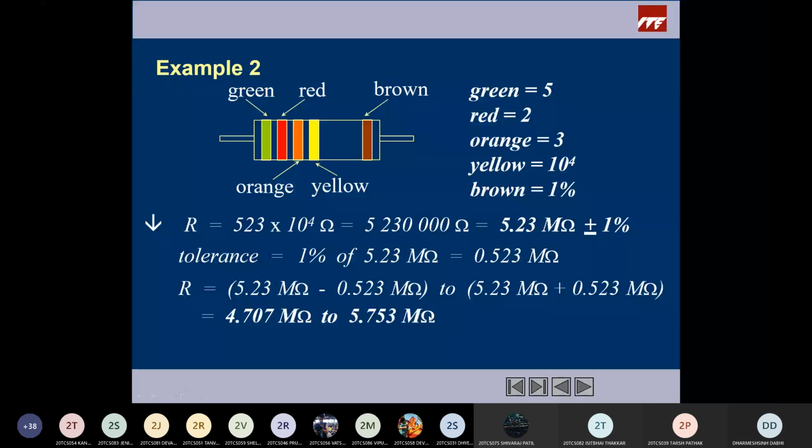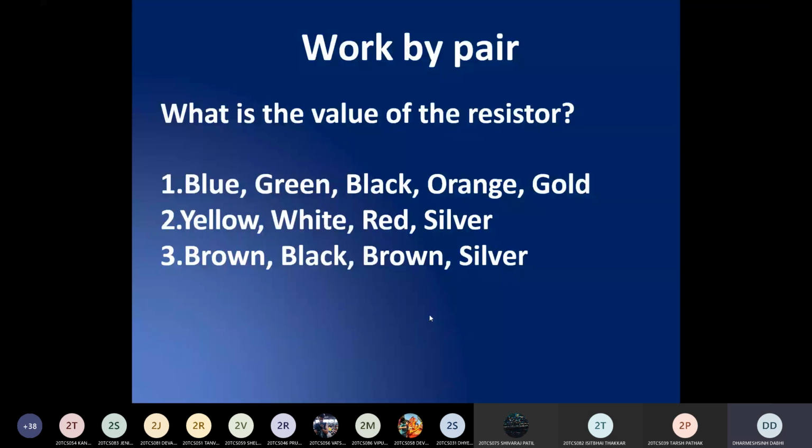Clear? So I will give you some examples for this. Find out the value of this resistance. The colors are blue, green, black, orange, and gold. So what is the value of this resistance? Can anyone give me the answer? What is the value of blue color? All of you write it up. 6. Number 6. Very good.